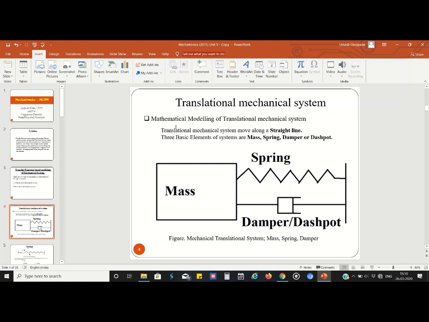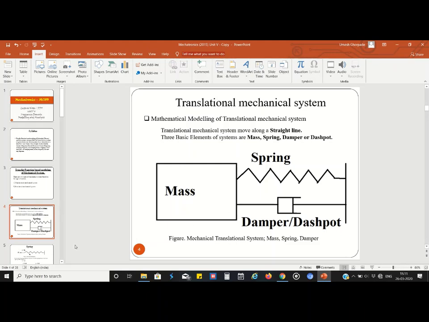In the mathematical modeling of mechanical translational systems, what is a translation system? A translation system is a system which moves along a straight line. So it moves in a straight line path. The three basic components of these systems are, first the mass, then the spring, and next the damper or dashpot.